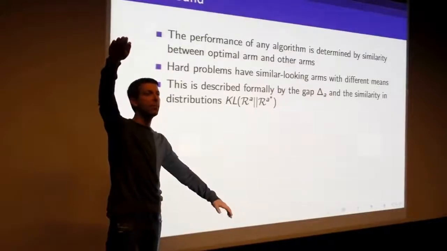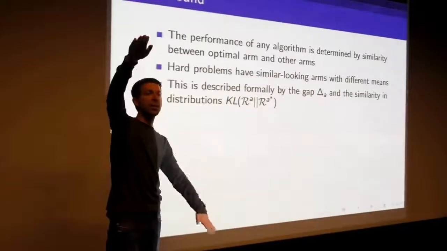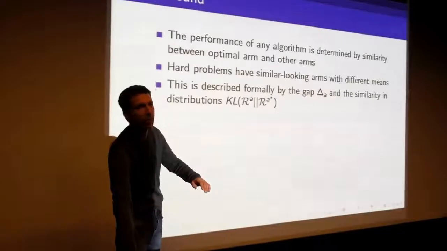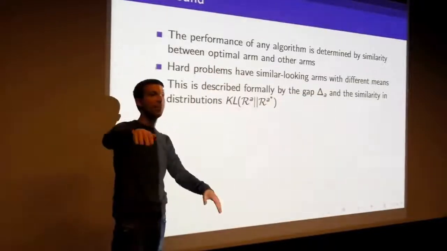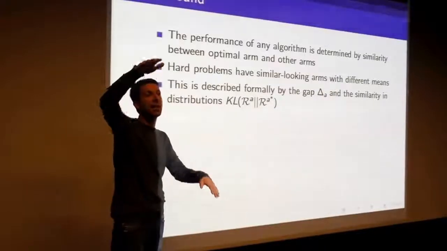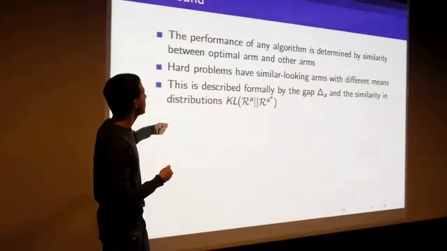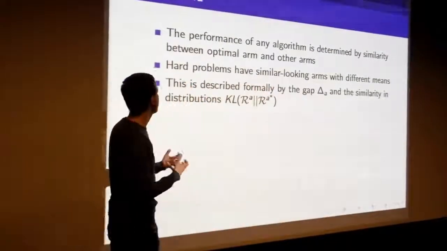A hard problem is something where you've actually still got one arm that's much better than the other, but there's a lot of noise on these things. Sometimes you take this one and it ends up looking really terrible. Sometimes you take this one and it ends up looking really good. So now it's really hard to disambiguate them, you're making a lot of mistakes, and it takes you a really long time to figure out that this arm is actually much better than this one. So the hardest problems have basically similar looking arms with different means. It's hard to tell the difference between them.